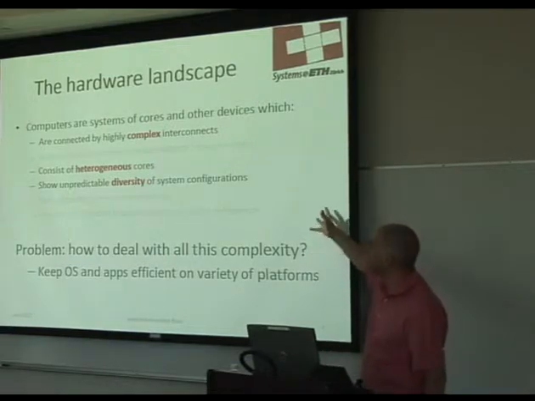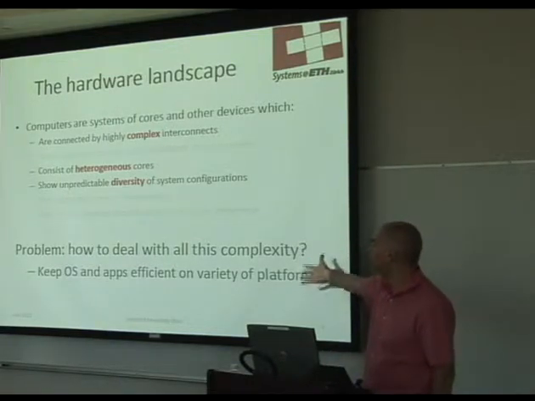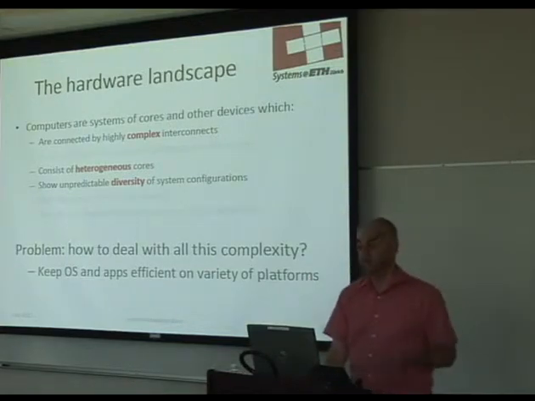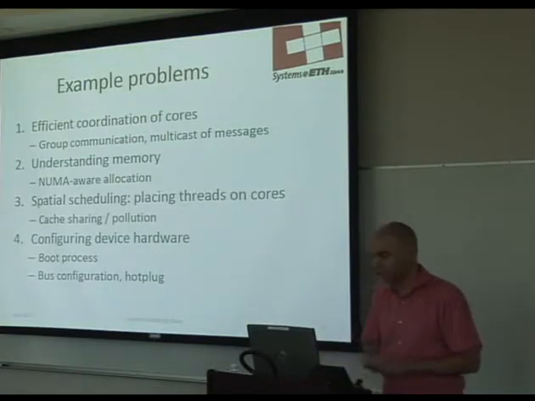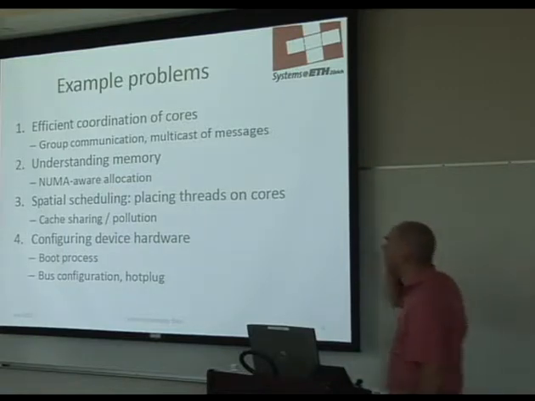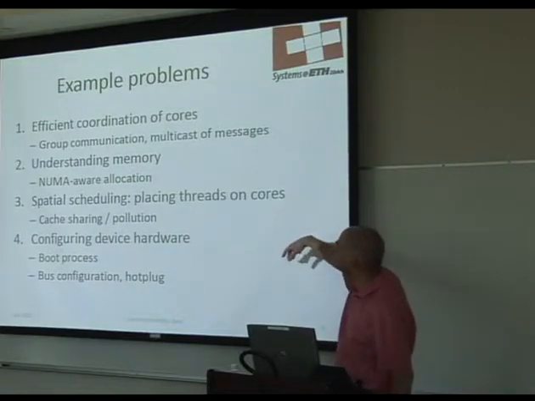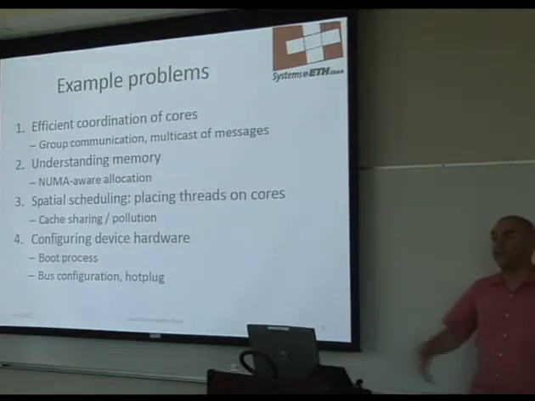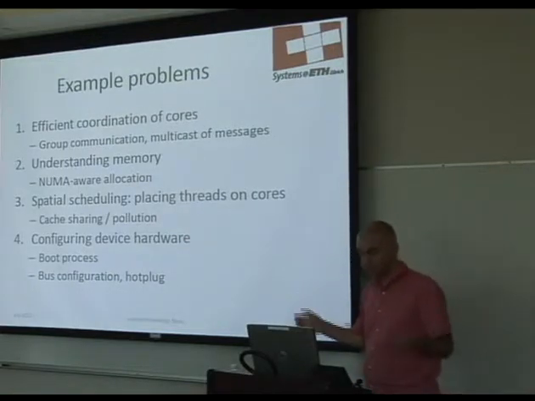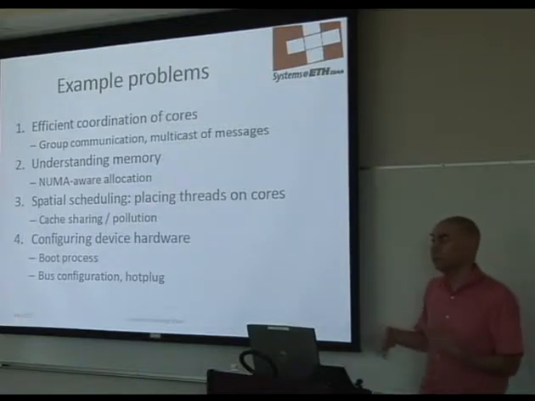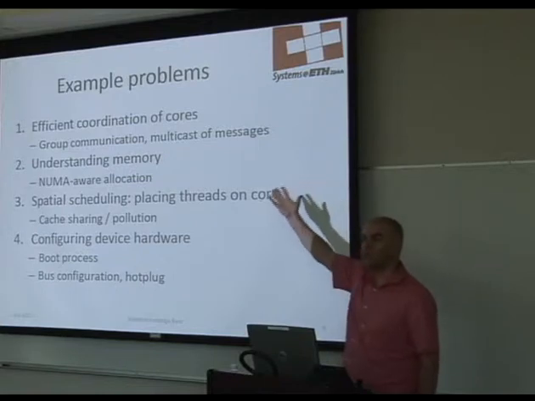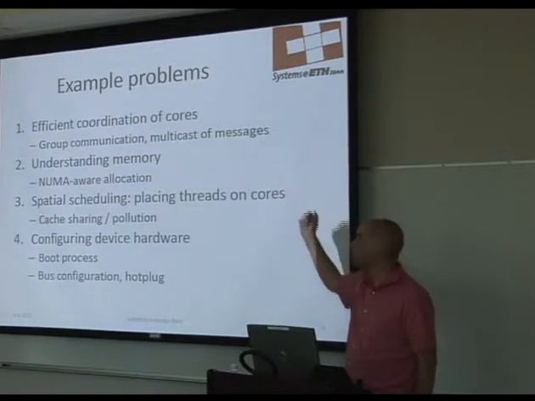So how do we deal with all this complexity? How do we keep the operating system and the applications we want to run efficient on a wide variety of these machines that we don't know about in advance? So here are some of the problems that come up, and these are the ones that I'll talk about in varying levels of detail. So we want to coordinate tasks running on cores, so we have a group communication problem. Maybe you want to send messages between cores, maybe you want to send interrupts between cores, but because we don't know what sort of cores we've got, we don't know how they're connected, how do we do this efficiently?